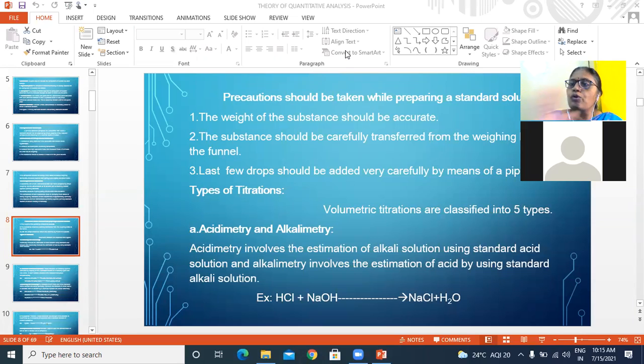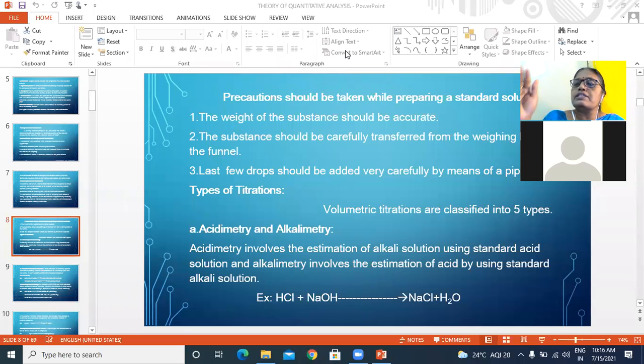Generally, we won't get the exact same weight. After transferring, some amount of the substance remains attached to the bottom of the weighing bottle, so we get some weight. Now we have to find out the amount of substance, whether it may be sodium carbonate or sodium bicarbonate. So the weight of the bottle with the substance and the weight of the bottle after transferring the substance, you have to subtract.